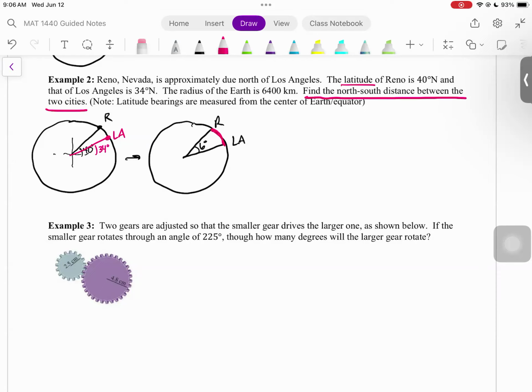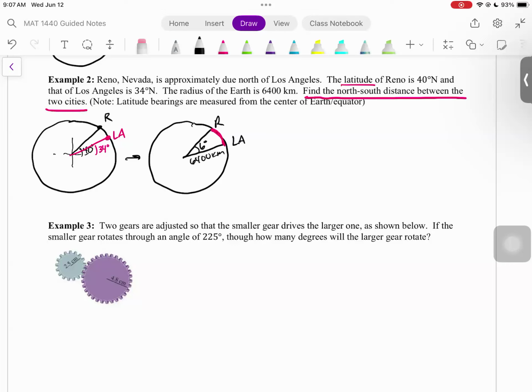Now, I realize in this two-dimensional figure, Reno doesn't look due north of LA, but if we were to think about this in terms of a sphere and face it towards us, we would see that LA lies directly south of Reno, or based on what the problem's saying, Reno is due north of LA. We're told that the radius of the Earth is 6,400 kilometers.